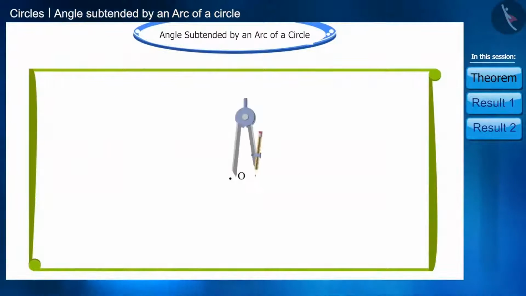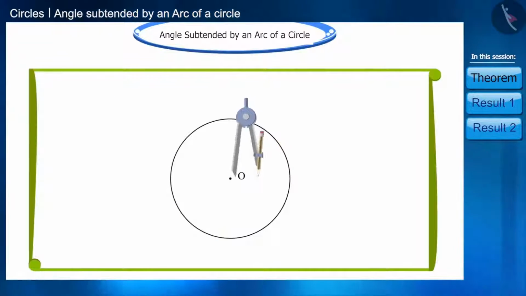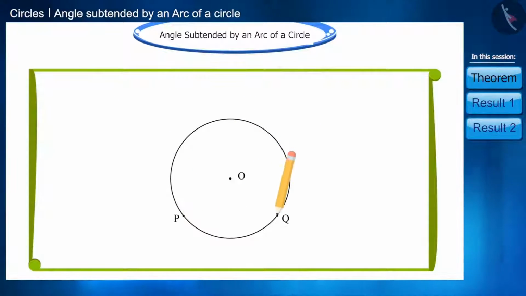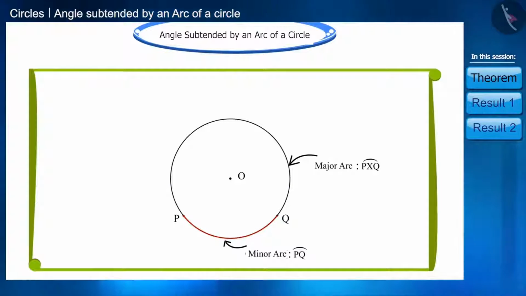Friends, draw a circle with center as O. Take 2 points P and Q on it. The part which falls between these 2 points is called an arc. The longer area between the points is called the major arc and the smaller part is called the minor arc. To indicate the major arc, in between the 2 points we have taken another point named X.